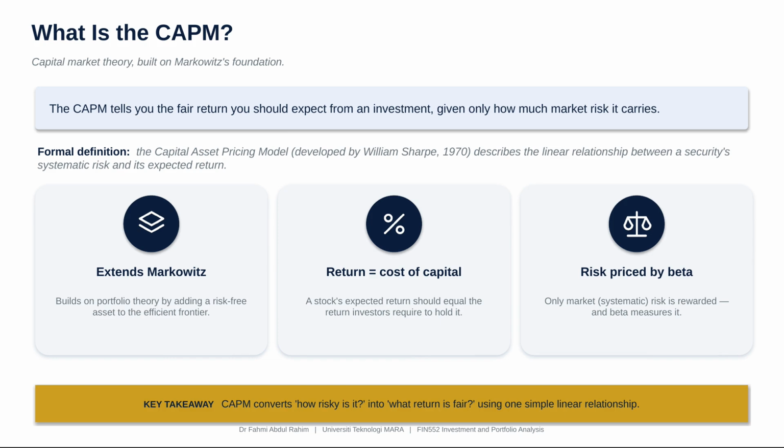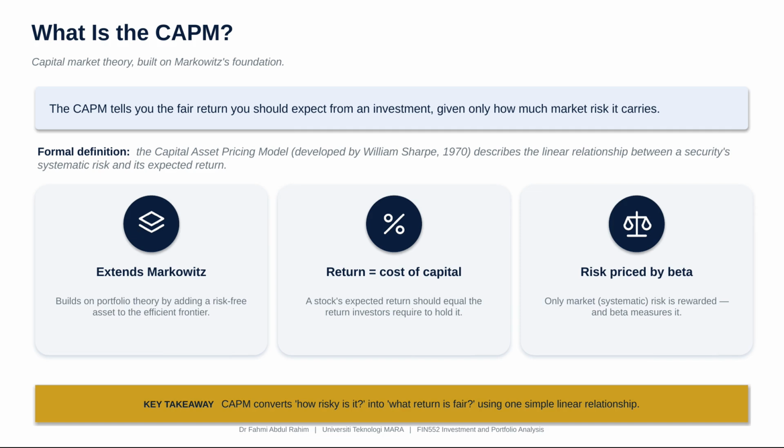Now, the formal definition. The capital asset pricing model, developed by the economist William Sharpe in 1970, describes the linear relationship between a security's systematic risk and its expected return. The word linear is important. It means the relationship is a straight line, simple and predictable.